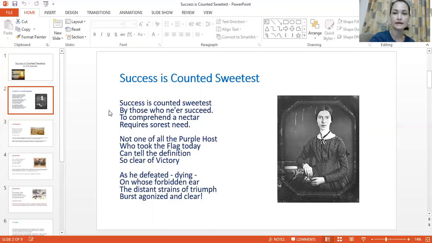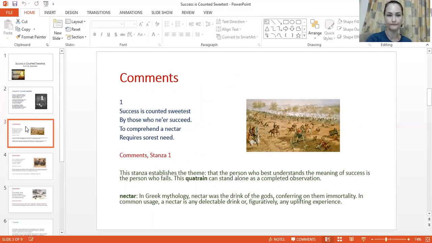Okay, let's analyze it stanza by stanza. Let's start with the first quatrain. Look, Emily Dickinson does not beat about the bush. She introduces the main theme, the main idea, the main message of the poem straight away in the first 2 lines. Look, success is counted sweetest by those who never succeed. You know, like when you write an essay, you start with a thesis statement, what your essay is going to deal with, what it's going to be about. So here we have a clear explanation of what the poem is about.